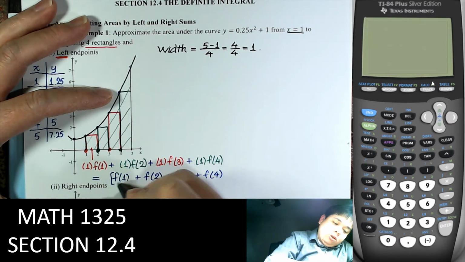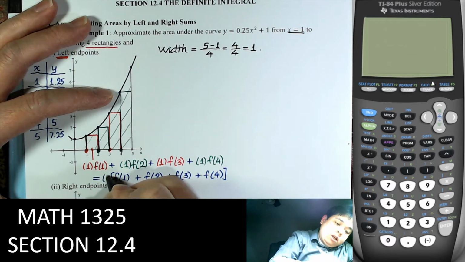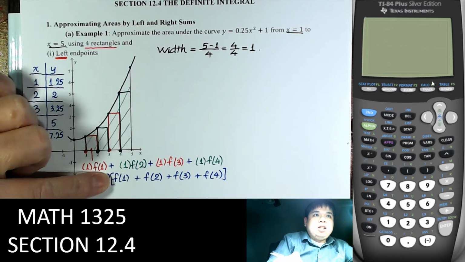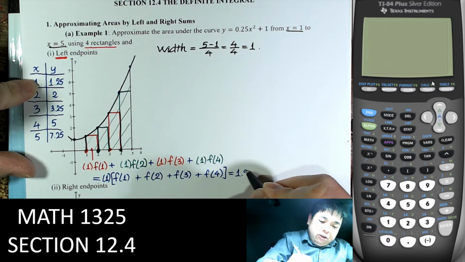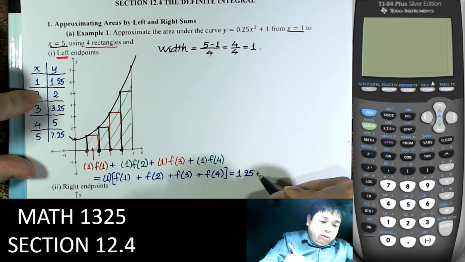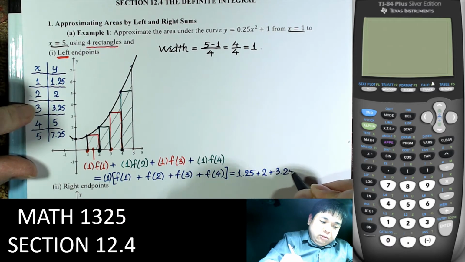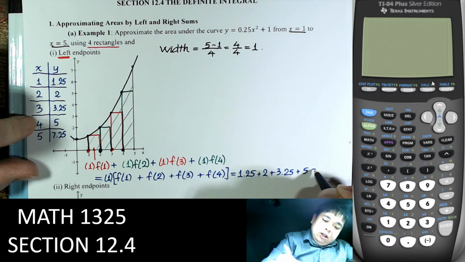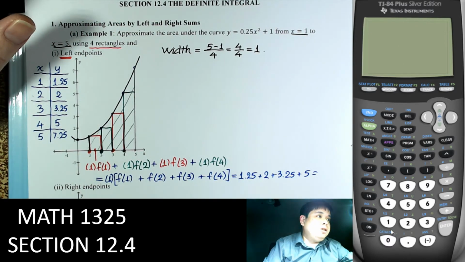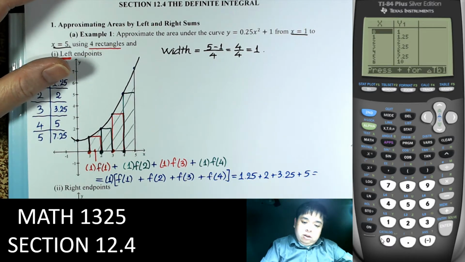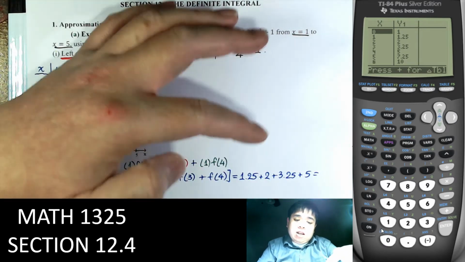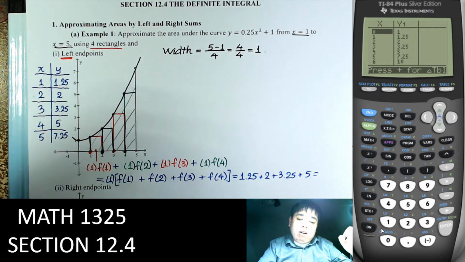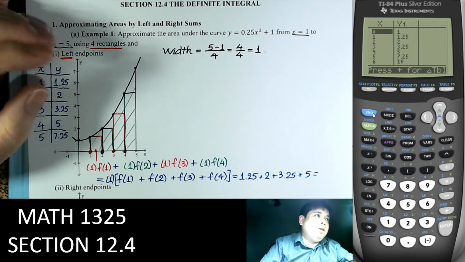And if we want to, all of that multiplied by the width equal to 1, which of course is not necessary. For x equal to 1 we have 1.25, and for x equal to 2 we have 2, then 3.25, and 5. So add all of them up, we have the answer: 2 plus 5 is 7, 1.25 plus 3.25 is 4.5, so 11.5.